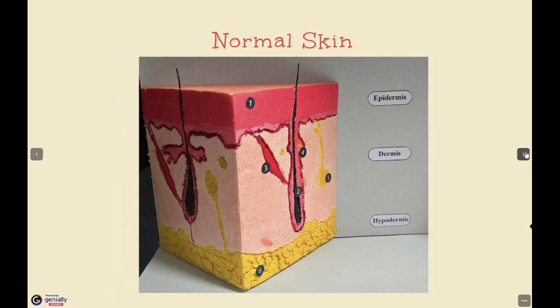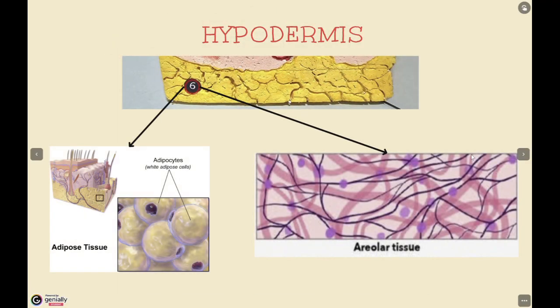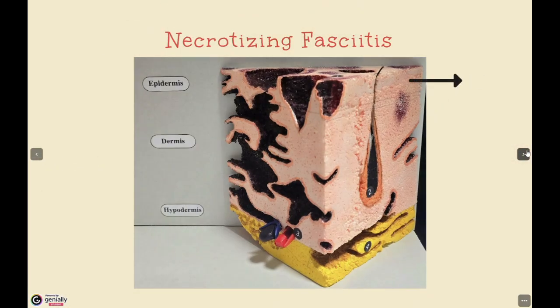The deepest layer is the hypodermis, also called the subcutaneous tissue. It contains adipose tissue and loose connective tissue, which help with insulation, energy storage, shock absorption, and anchoring the skin to deeper structures. Importantly, larger blood vessels and nerves often travel through this layer.